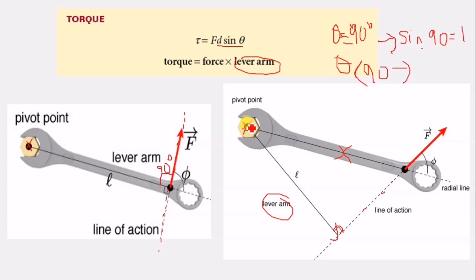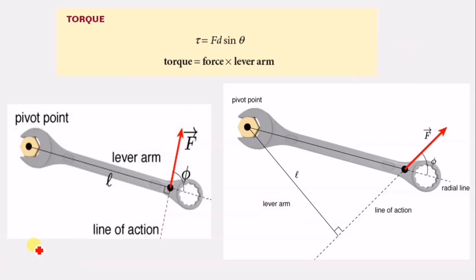So in order to produce a maximum torque, we always exert the force how? Perpendicular to the axis of rotation. This is the axis of rotation because this is the line that passes through the pivot point. And sometimes they don't give, girls, the distance d and theta. Sometimes they give the lever arm directly.